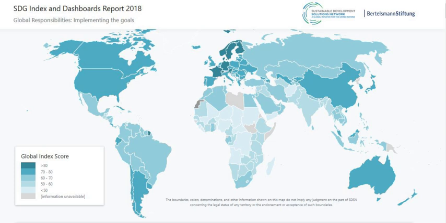Topic: Goal 10, Reducing Inequalities. Topic: Reduce income inequality within and among countries.